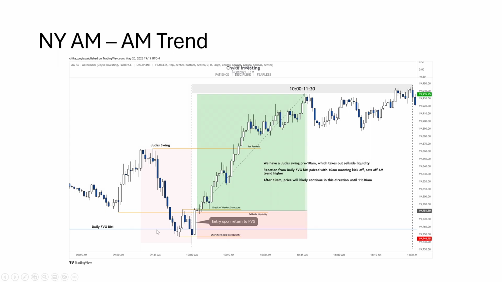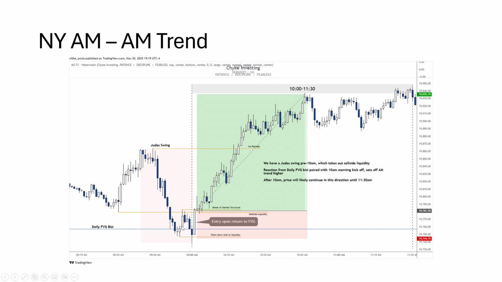And where are we actually drawing to? We're actually drawing to a daily fair value gap BISI, which is this blue line. We draw to that BISI. We have another short-term raid on liquidity, and then a break of market structure going to 10 a.m., reacting off a higher time frame PD array, right? Daily FVG. We have a short-term raid, break of market structure, and then a fair value gap. That's the 22 model.